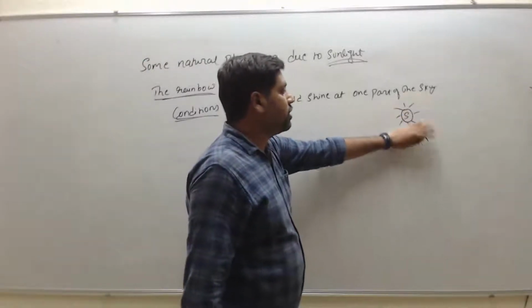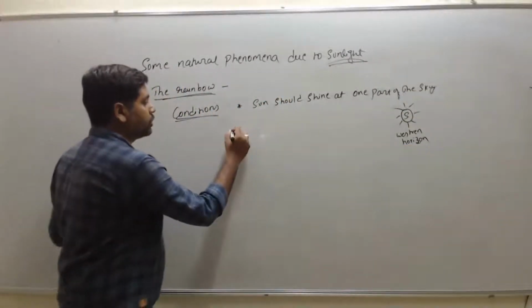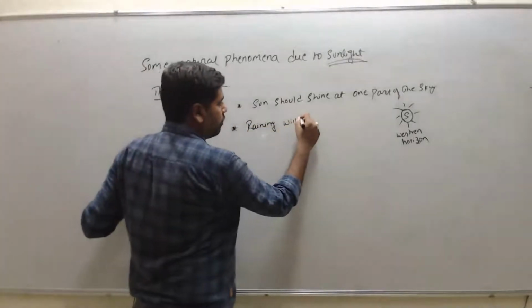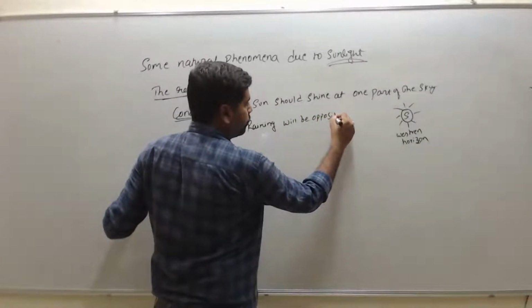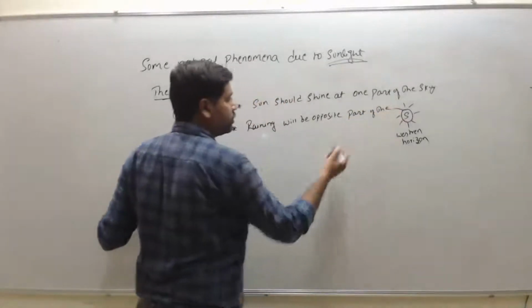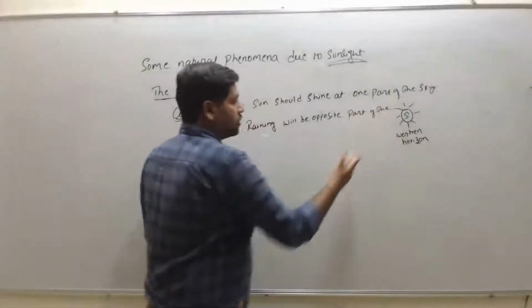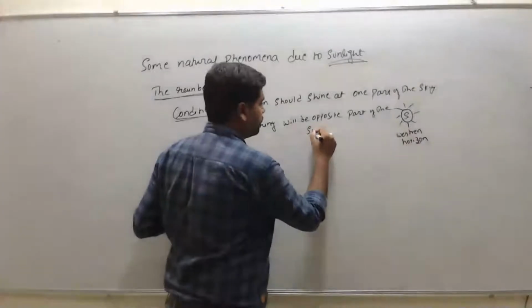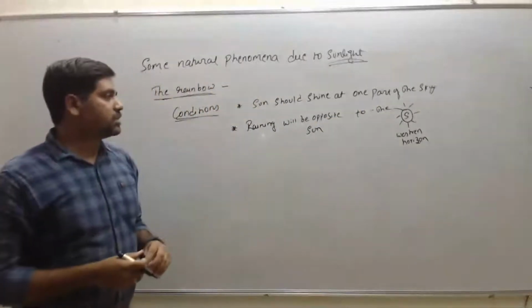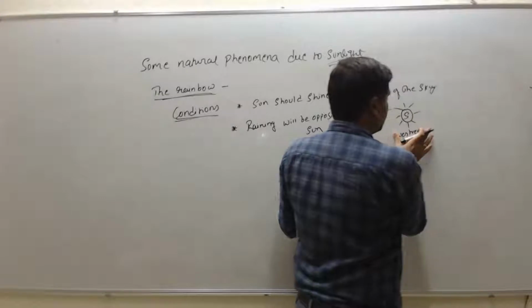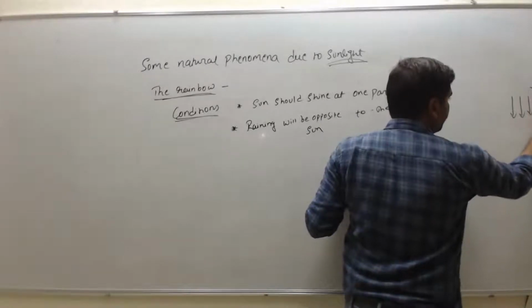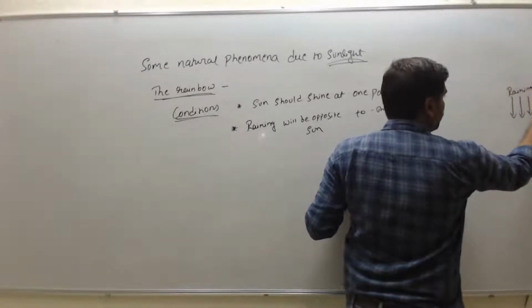In the sky we consider the sun to be at the western horizon, and the second condition is that it should be raining in the part opposite to the sun. So the sun is in the western horizon, then opposite to the western is the eastern horizon. So here it is raining.